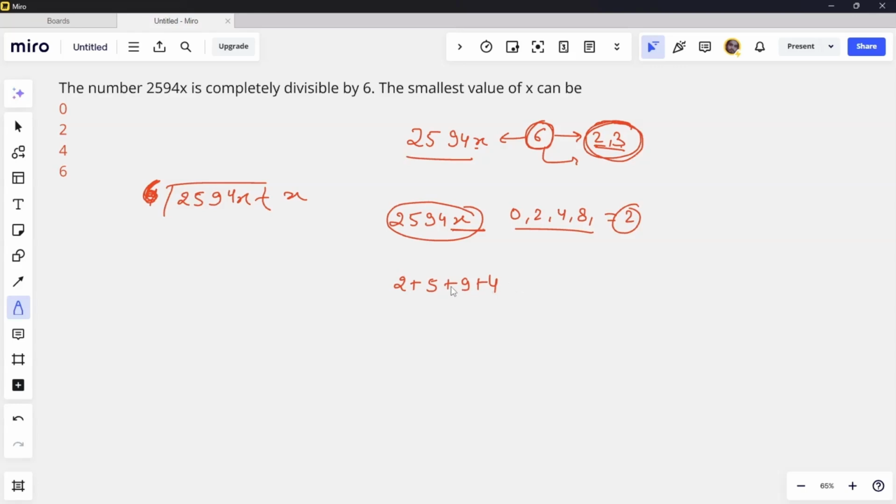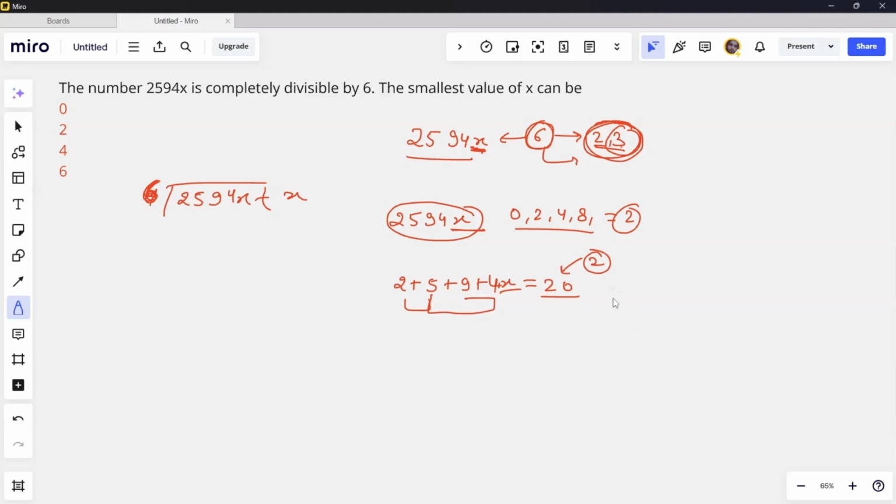So as you can see, 5 plus 2 is 7, 7 plus 4 is 11, 11 plus 9 is 20. So this is 20. So what will be the value of x? There is another x also here. So this is 20 and 20 is divisible by 2. But we have to make it divisible by 3 also.